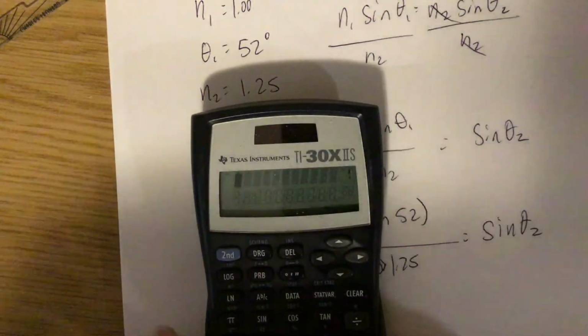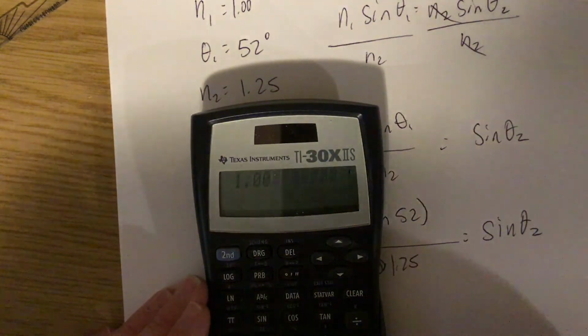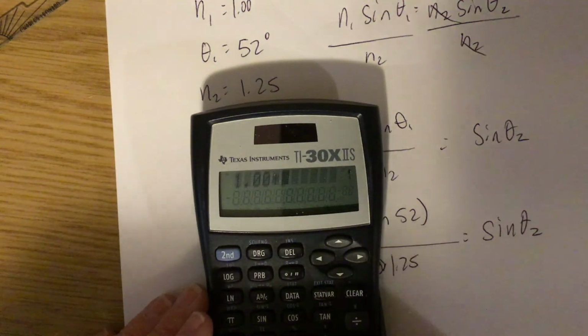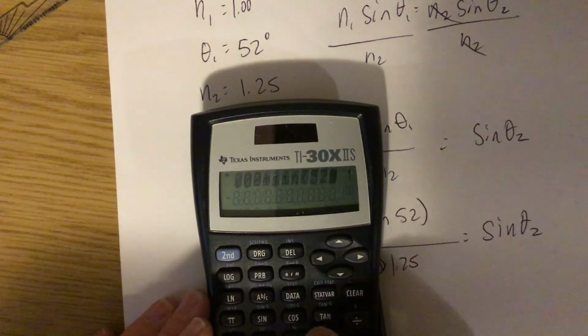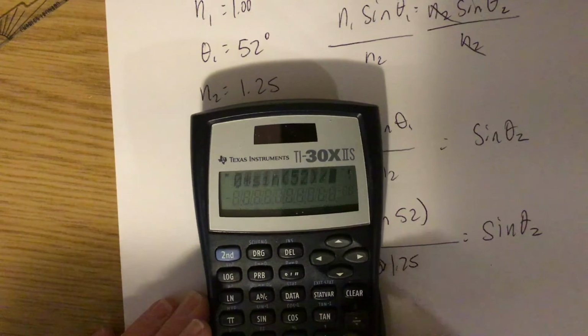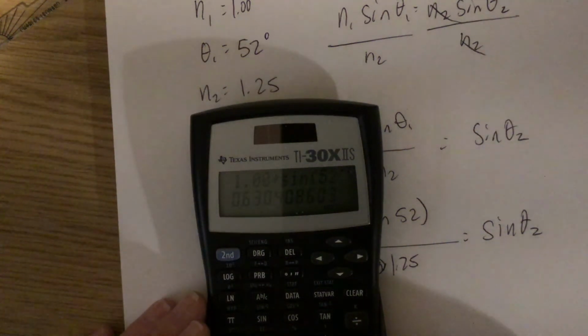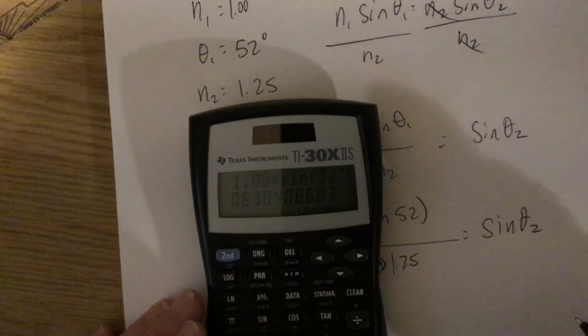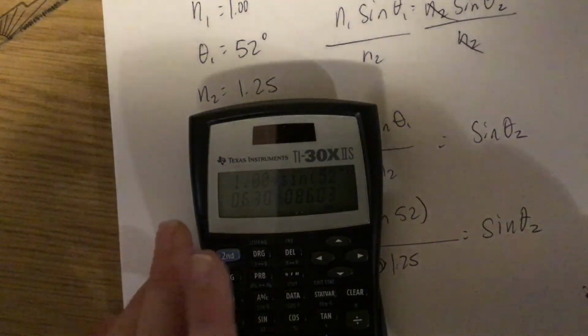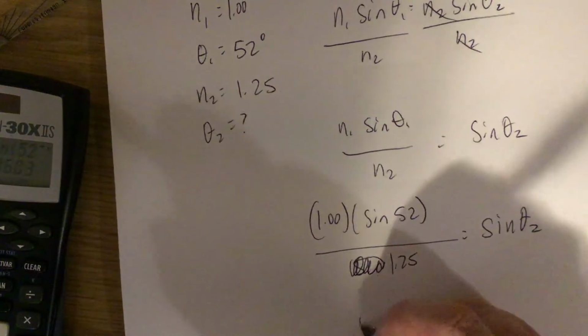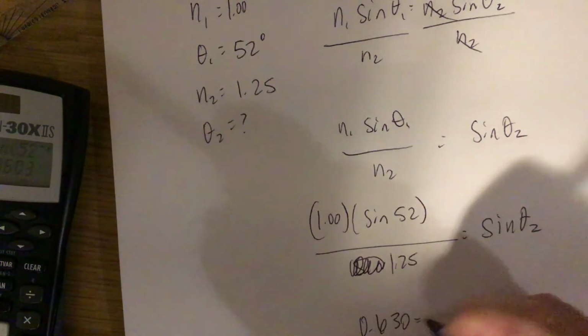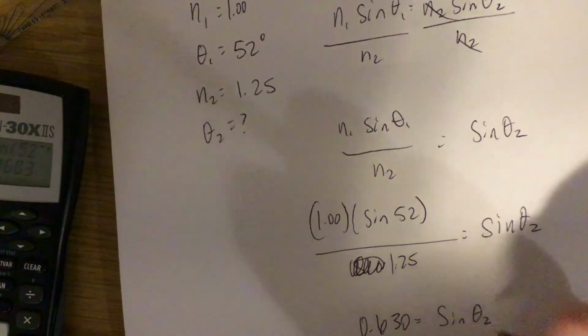1.00, you actually don't need that part, but we'll keep it in there, times the sine of 52, and then divided by 1.25. And when we do that, we end up with 0.6304 something something. So we'll say 0.630 equals the sine of theta 2.